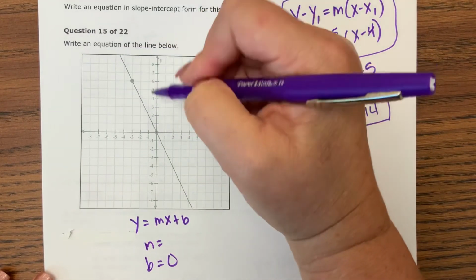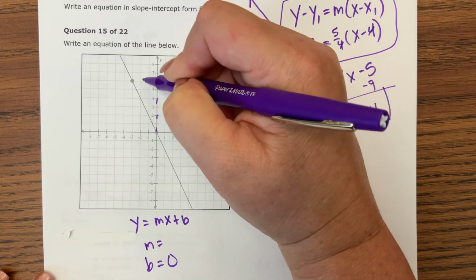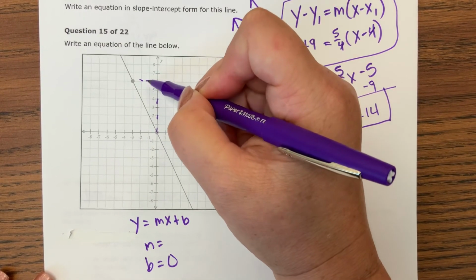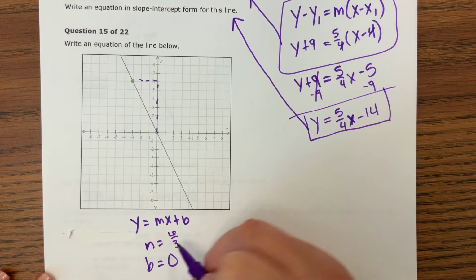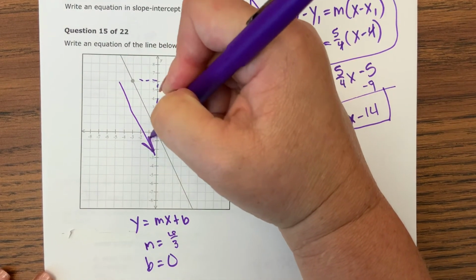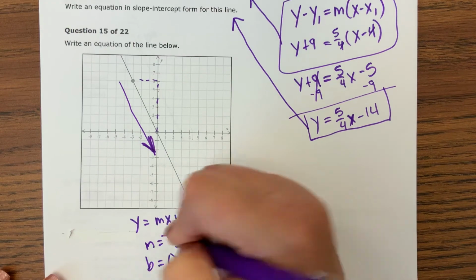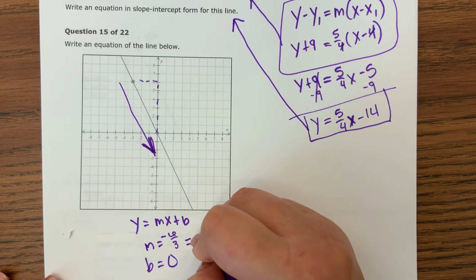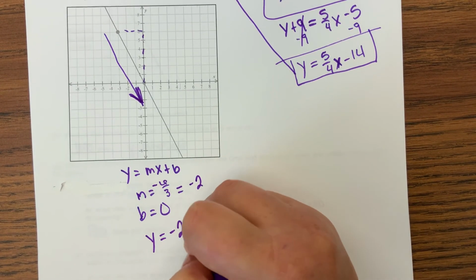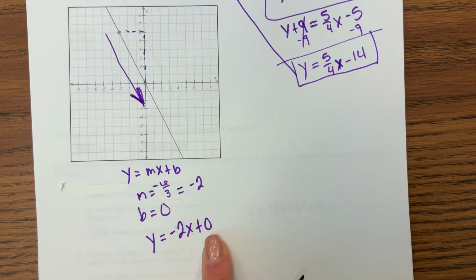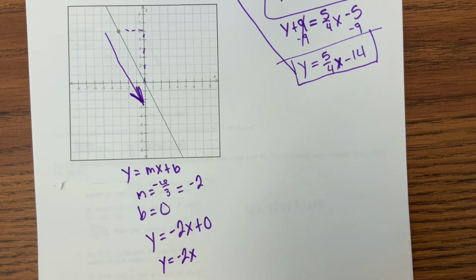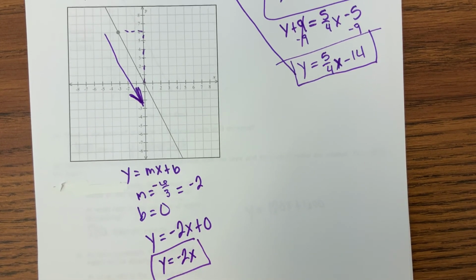And you've already got 2 points identified, so we just do our steps. So we rise 1, 2, 3, 4, 5, 6, and we run 1, 2, 3. And then don't forget, we run to the left, which also means your line is going down from left to right. So that is a negative 6/3, which reduces to -2. So now when you put that in your slope-intercept form, B is 0. We don't need the 0, so we clean it up by just writing y = -2x. And that's your final answer for that one. Okay?